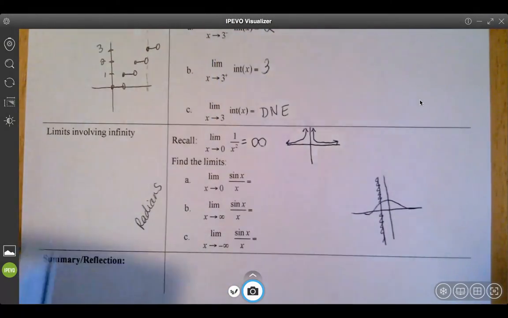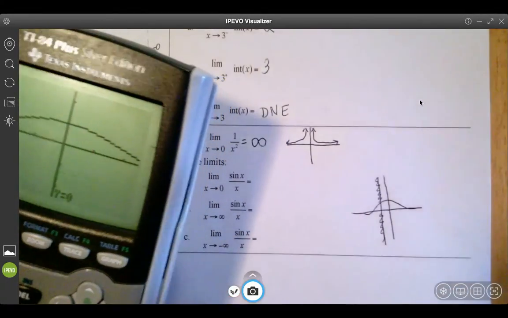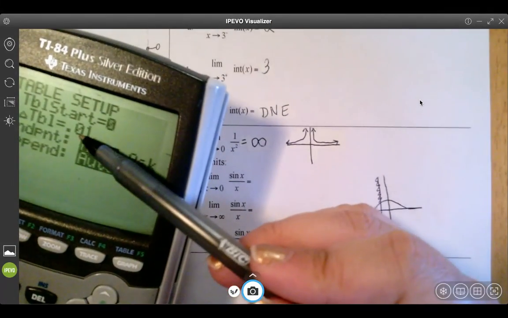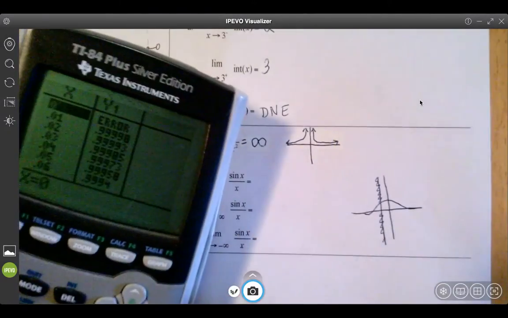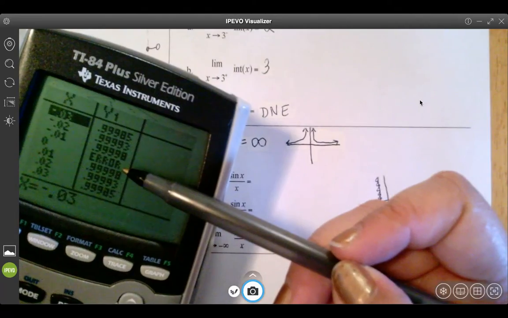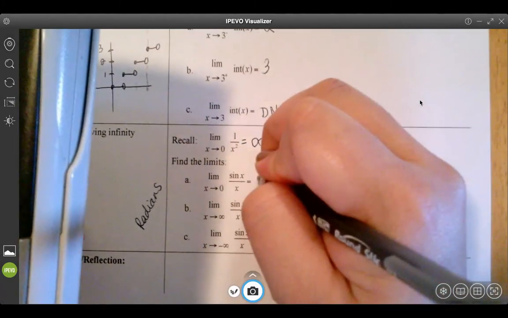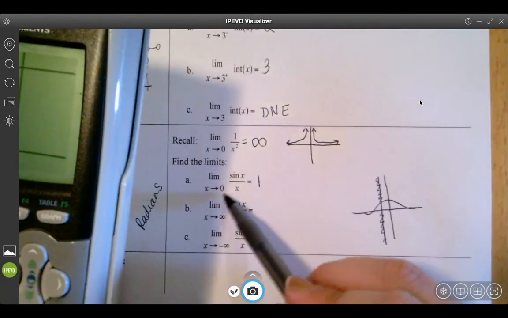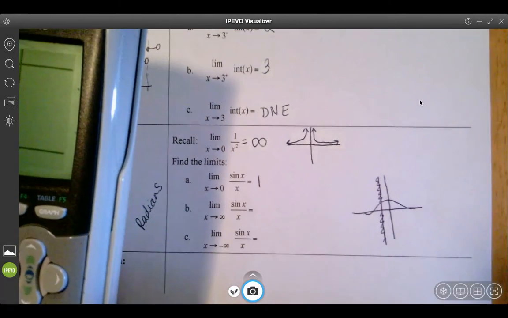So again, we can't trust the graph. It looks like it's around 1, but let's go to our table. So I'm going to go to my table set, make sure I have really small increments around 0, go into the table. Now again, error at 0, so that's why we can't always trust our graph, but it is getting closer and closer to 1. So our limit here is 1, and it's getting closer on both sides. So I can say with confidence that my double-sided limit or my two-sided limit is 1.